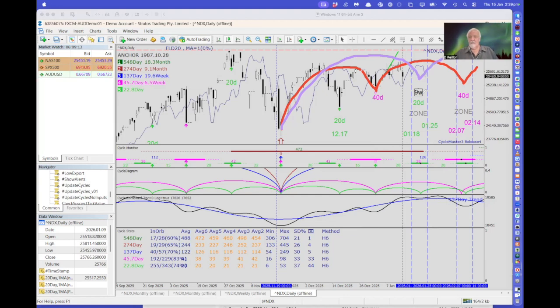Now, the question is, how far down will it go? Well, it's gone this far so far. Could it go further? Well, it could, and it could poke its nose right down here such that it breaks that previous 40-day cycle low. And if that happens, all the technical analysts will be short and we'll be making money.